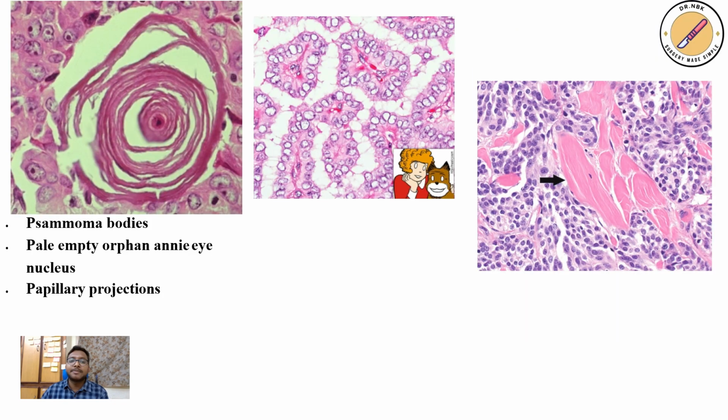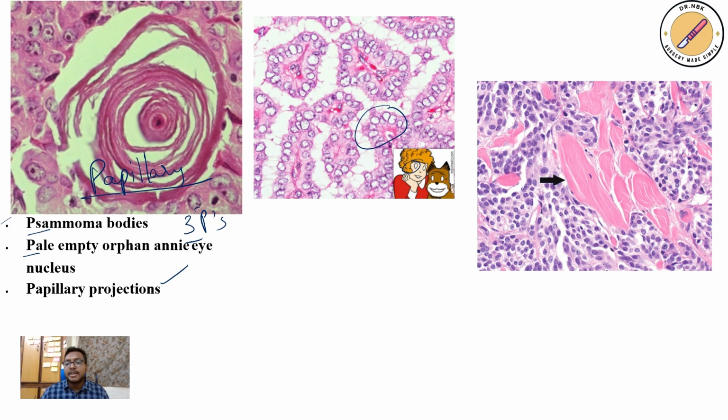Coming to fine needle aspiration cytology, when you send for FNAC, there can be a few findings that will suggest that this could be the malignancy type. So you need to remember three P's. One is Psammoma bodies. Second one, pale empty orphan nuclei. This is the pale orphan nuclei. Then the other one is papillary projections. You can see here, these are the papillary projections. These are the three P's of papillary carcinoma thyroid.